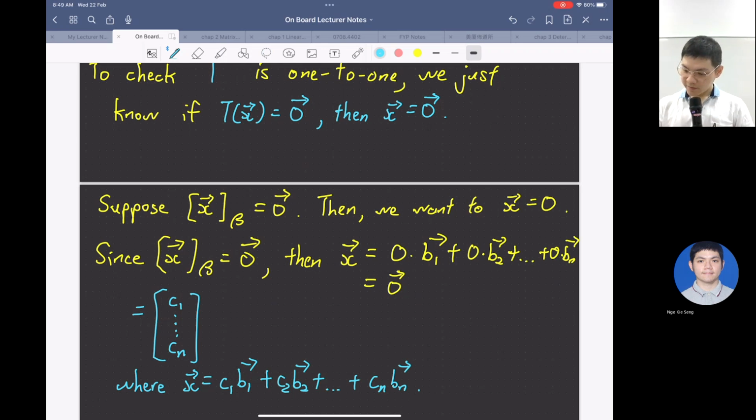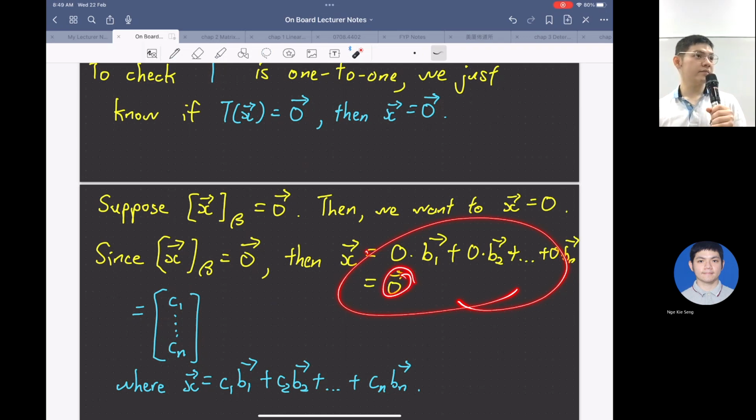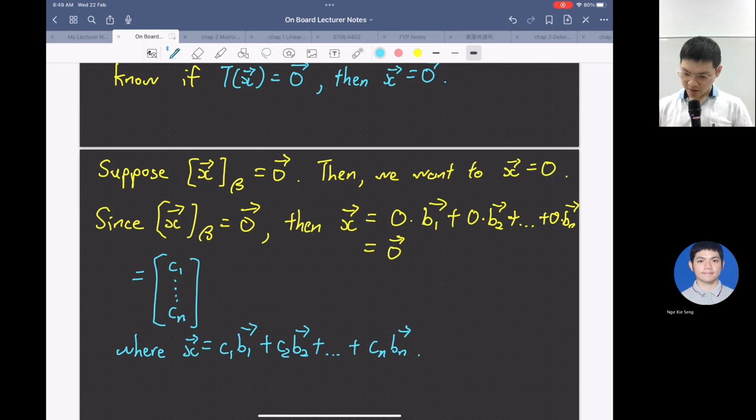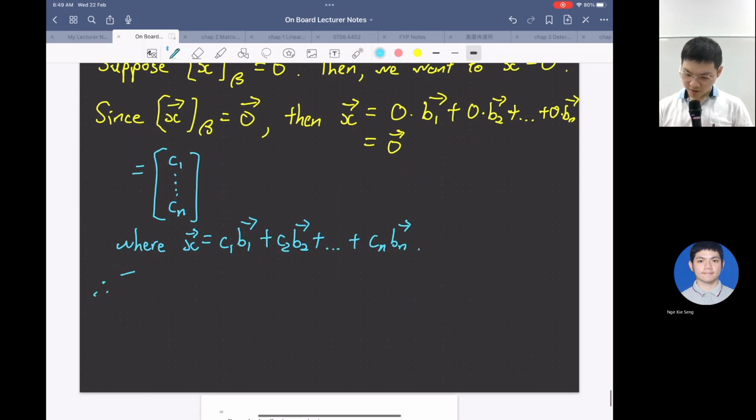But we have this coordinate vector here equal to the 0 vector. So meaning c1 up to cn is just 0. So you can plug it in and then you get x equal to 0. So T is 1 to 1.